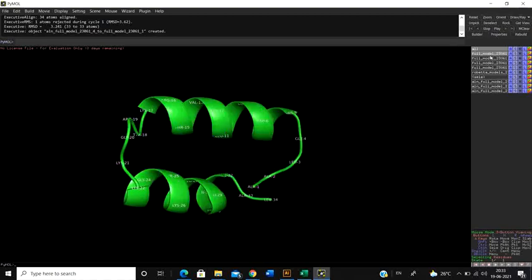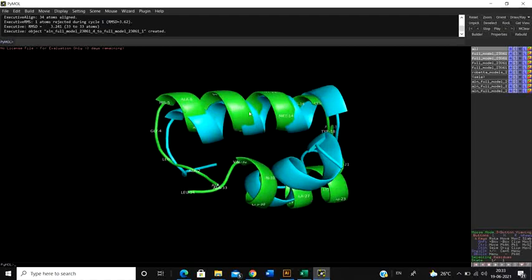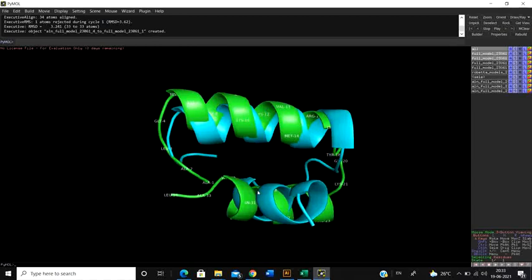So now let me see the first 2 models. Now the first 2 models are not exactly the same. See, this entire stretch is alpha helix, that I know for sure. But the position of the alpha helix is different. In this particular case, they're actually parallel to one another, and in this particular case, it is actually 90 degrees.